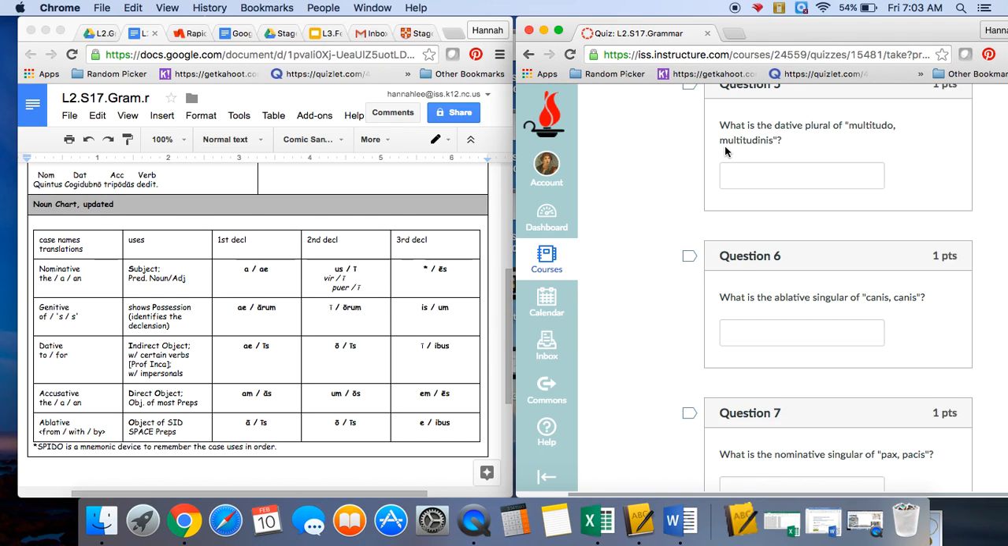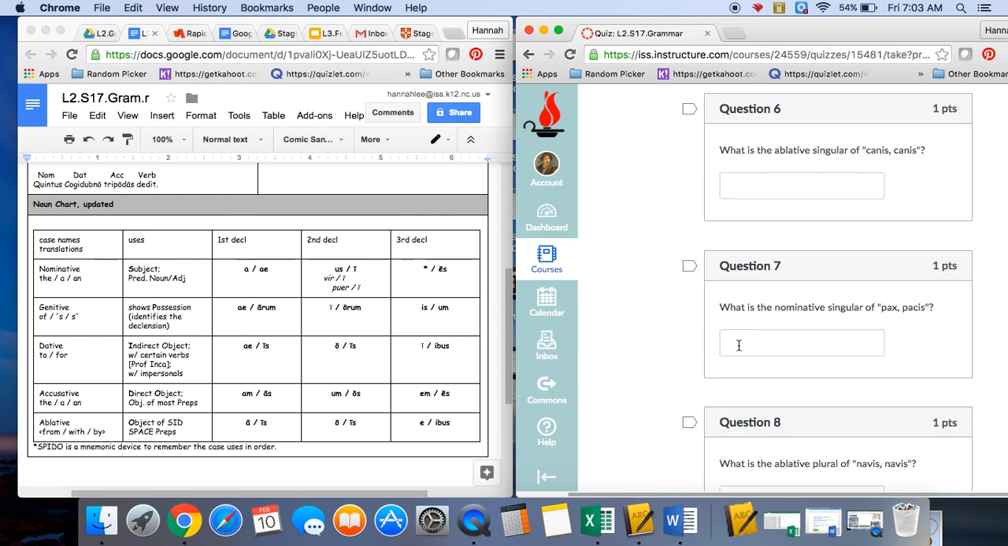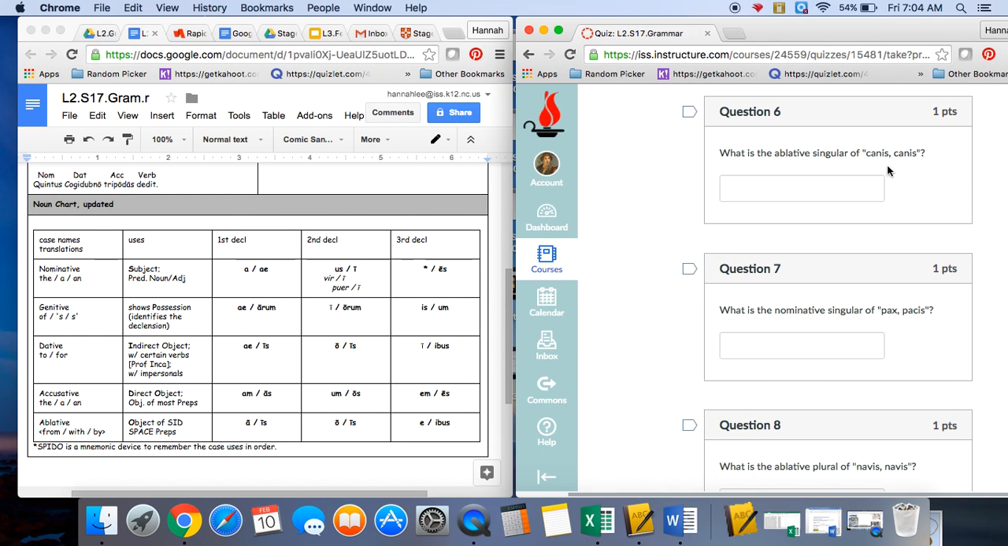Root words always come from the second spelling, and you take off the ending. So we're not going to use multitudo, we're going to use multitudinis. And we're going to take off the I-S. So you'll have M-U-L-T-I-T-U-D-I-N, and then come over here and get your dative plural, I-B-U-S. Number 6, we're looking for the ablative singular of canis.